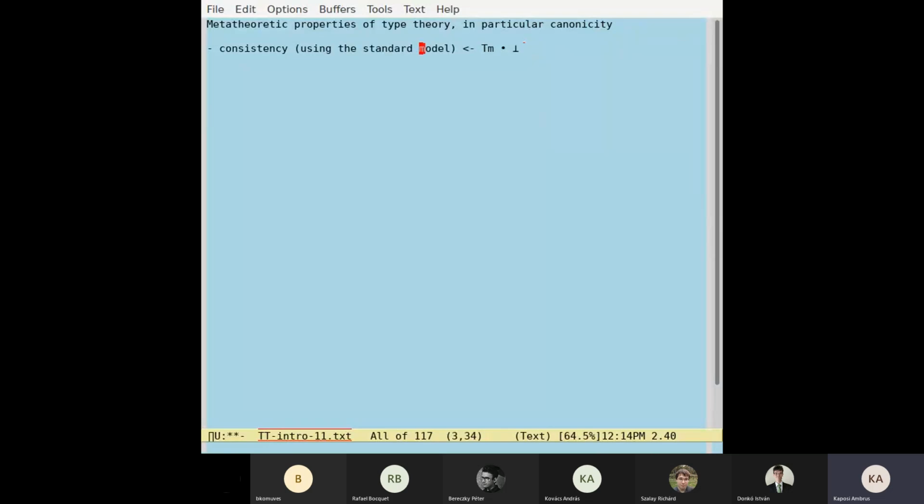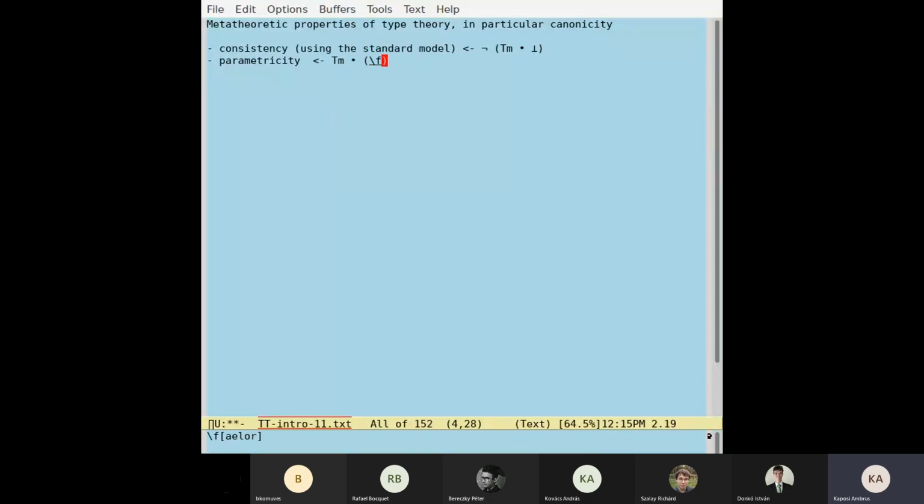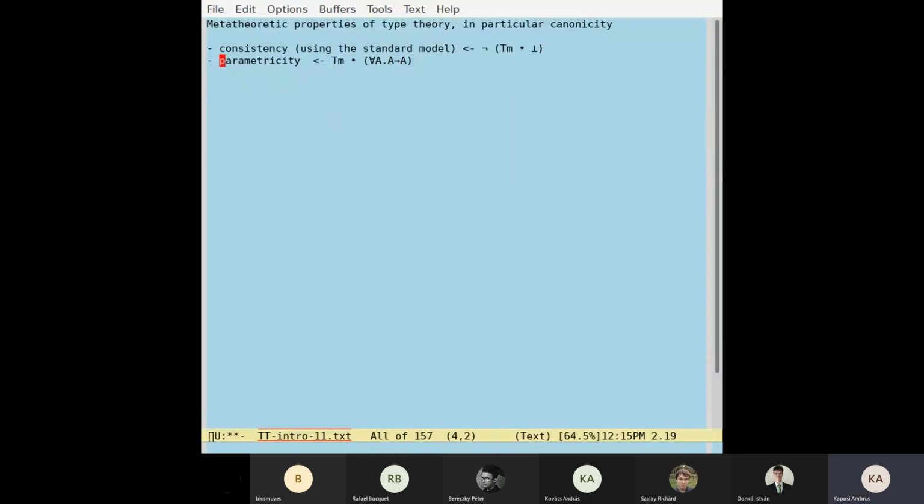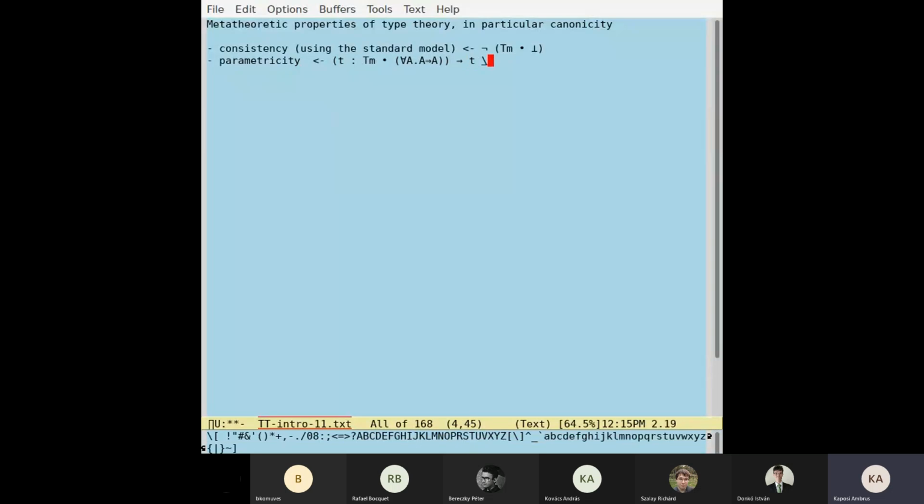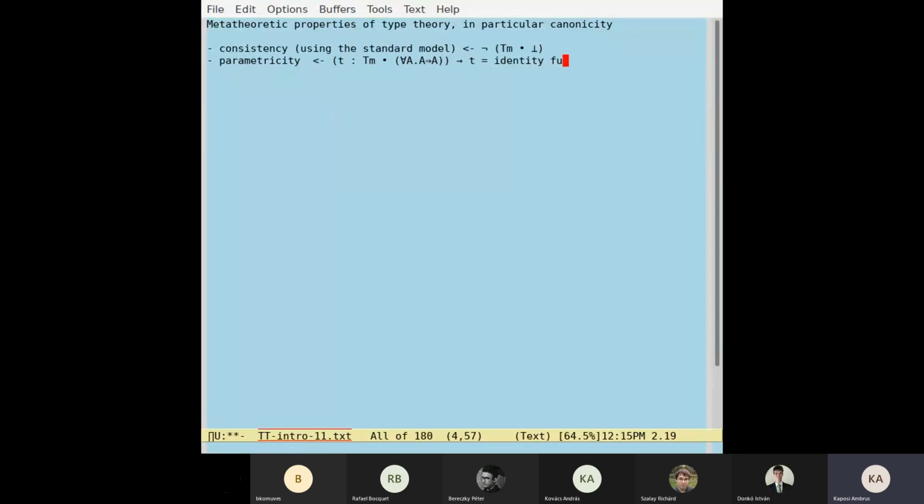How do you state this, like this maybe? There's no term in the empty context of type bottom. We talked about parametricity. For example, one consequence of parametricity was that if we have a term in the empty context of type for all A, A to A, then we know that this term is equal to the identity function, which is, maybe how did we write it, lambda x or something like this. But we didn't have this exact parametricity, but instead a slightly different version.